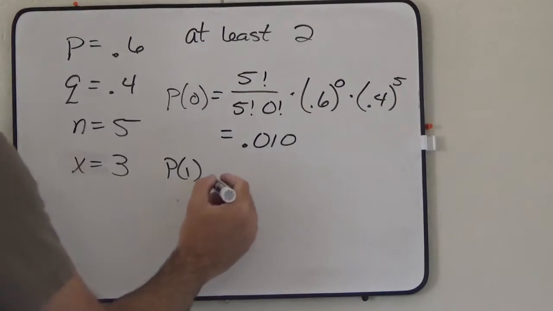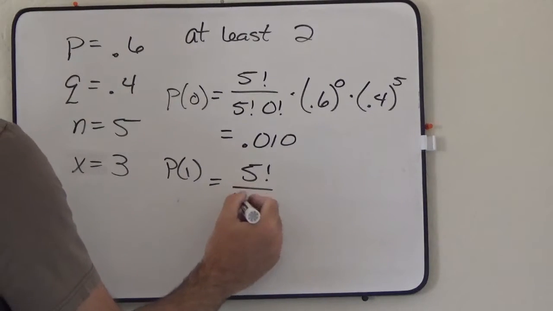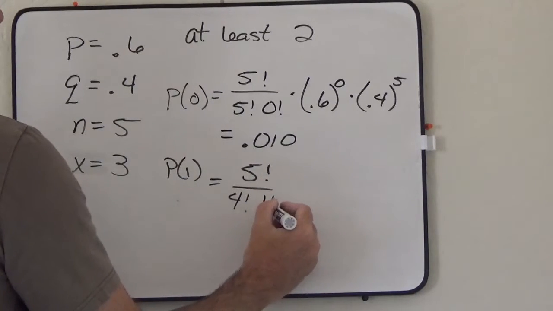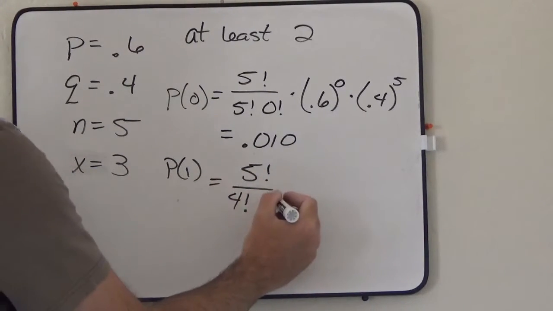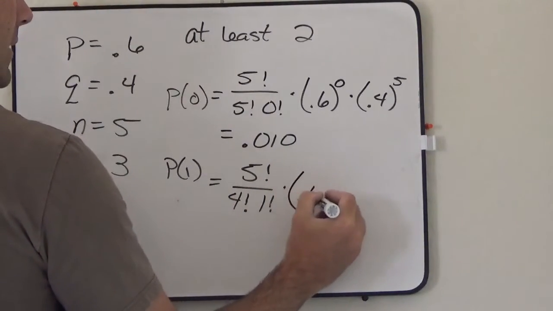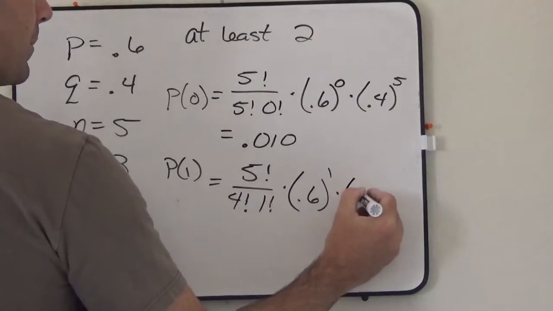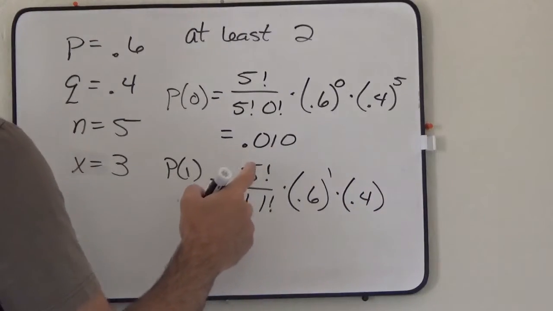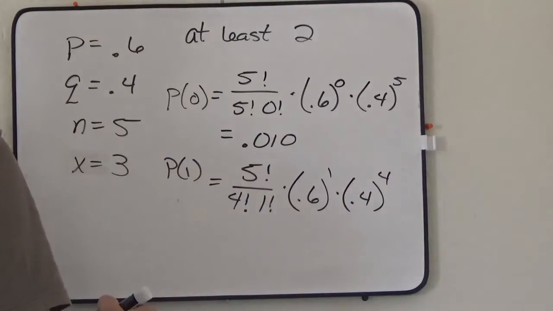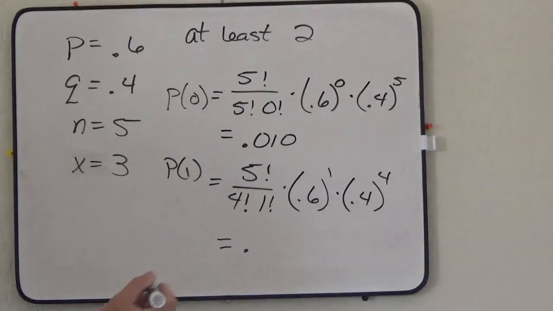Now, the probability of 1. Again, it's 5 factorial on top. This spot is for 5 minus 1, which is 4 factorial. This spot is for 1 factorial. 1 factorial is also equal to 1. So 0 factorial and 1 factorial both give you 1 as an answer. Times 0.6 to the 1st power, which gives you 0.6, times 0.4 raised to the 5 minus 1, which is the 4th power. Again, don't forget to do your powers first, then multiply these out. Your answer for this one is going to be 0.077 rounded.